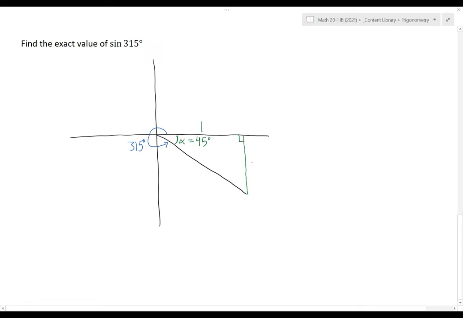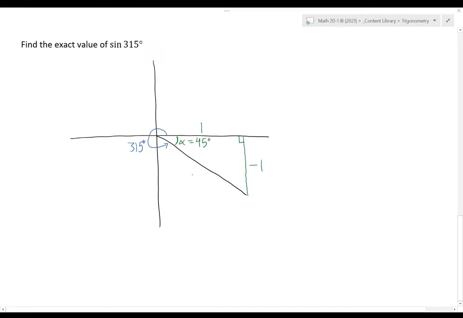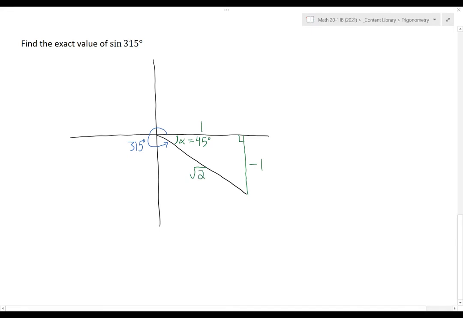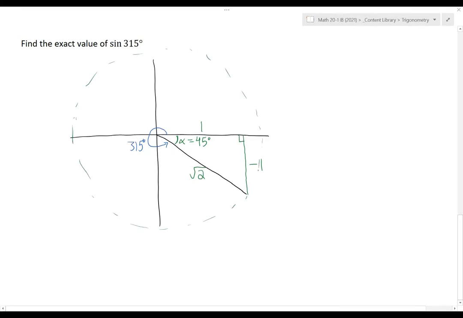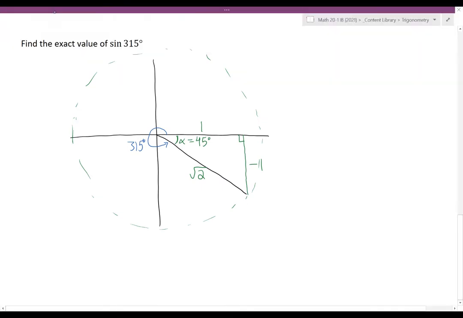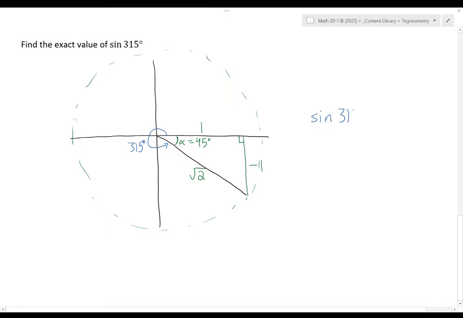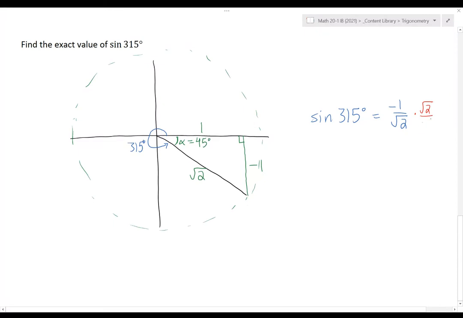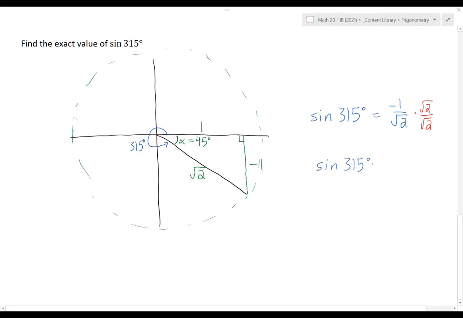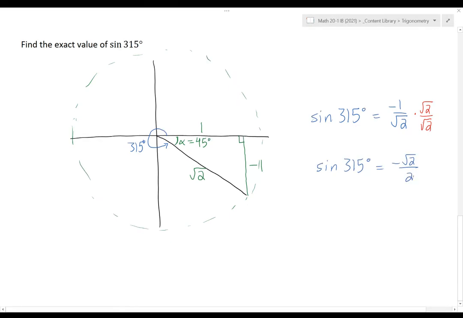So I'm going to let the side lengths be 1. The x value is +1. The y value therefore has to be -1. And from Pythagoras, I know that the hypotenuse, or the radius of this circle, would have to be the square root of 2. And therefore, I can say that the sine of 315 degrees has to be the side that's opposite the reference angle, which is -1, divided by the hypotenuse, which is the square root of 2. Rationalizing the denominator, we find that the sine of 315 degrees as an exact value is -√2 divided by 2.